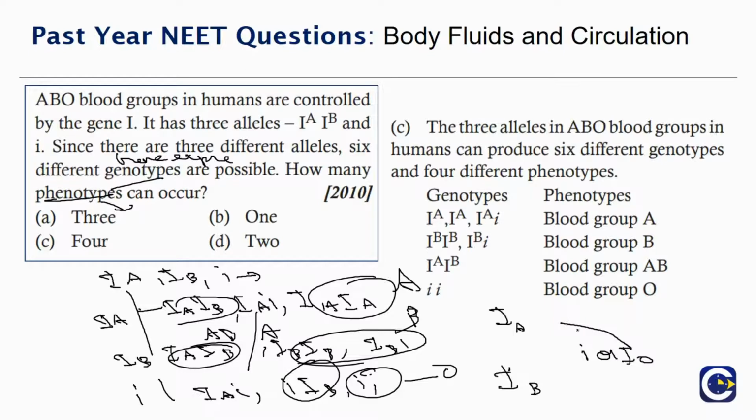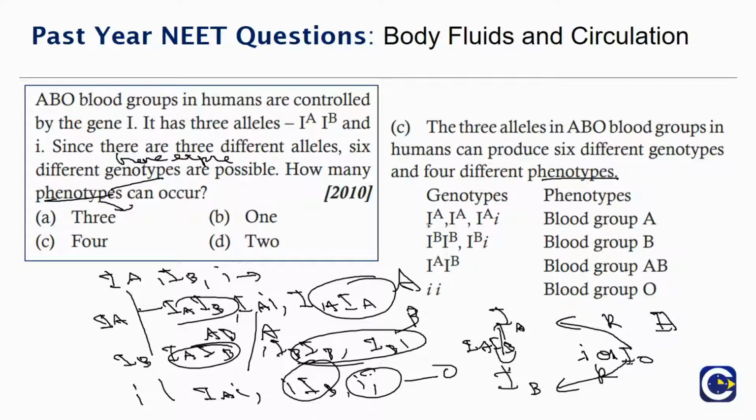So IA is dominant. It is dominant to IO. So IA, I will mean it's only A group. Genotype is different, but it's only A group. For B also it is the same. But IA and IB cannot dominate over each other. When IA, IB come together, it is only AB blood group. So the 3 alleles in ABO blood groups in human can produce 6 different genotypes or 4 different phenotypes.